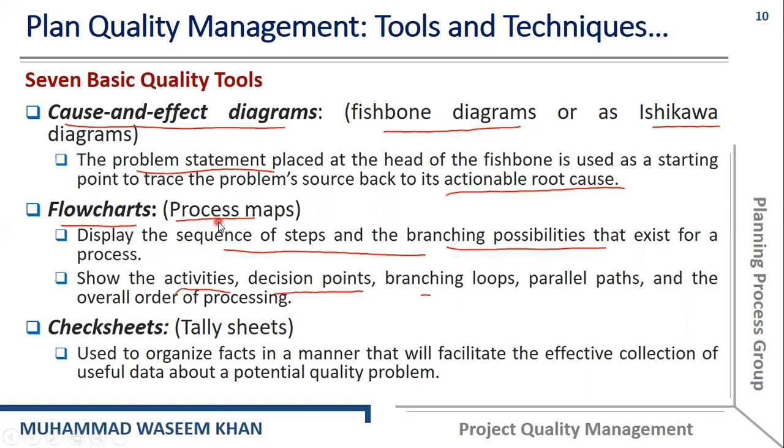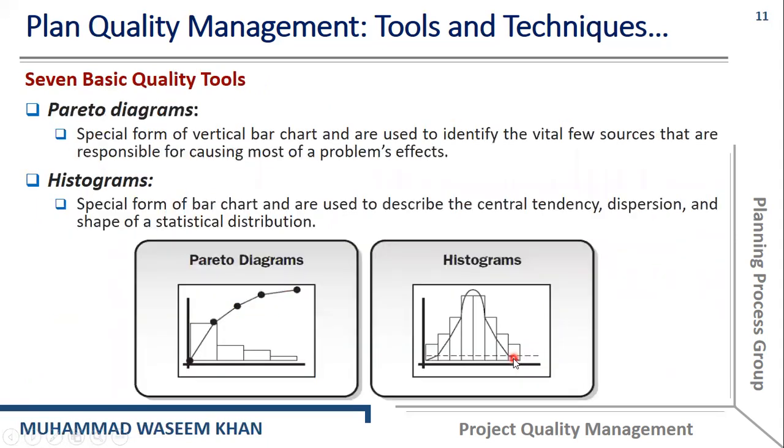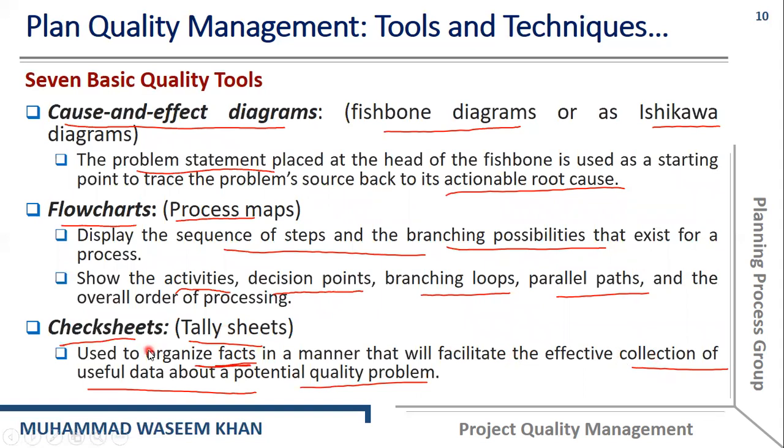Then the flow chart is also called the process step. It displays the sequence of the steps and the branching possibilities that exist for a process. Then it shows the activities and the decision points and the branching loops and the parallel paths and the overall order of the process. And the third one is the check sheets, or we call it the tally sheets. It is used to organize the facts in a manner that will facilitate the effective collection of useful data about a potential quality problem.